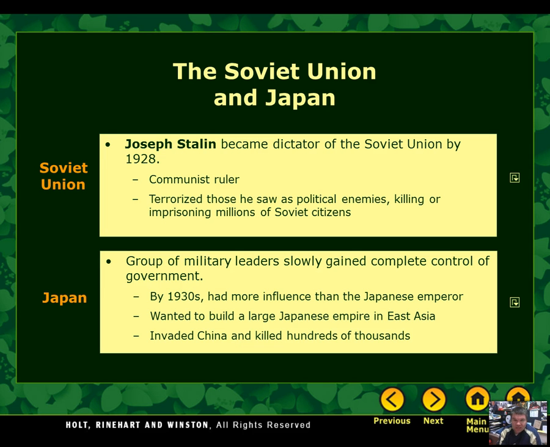He was ruthless like Hitler, but Joseph Stalin and the Soviet Union were on the side of the United States and the other Allied powers during World War II. So that's really important to remember. Although Joseph Stalin is a dictator, he is someone, or his country is the country that is connected with the United States and the Allies. Here's a picture of Joseph Stalin.